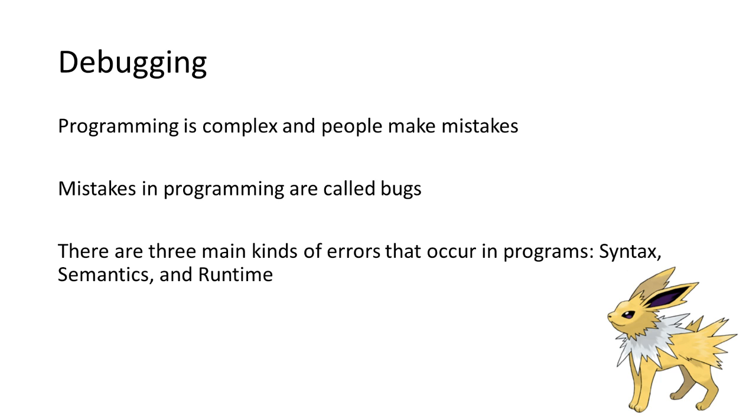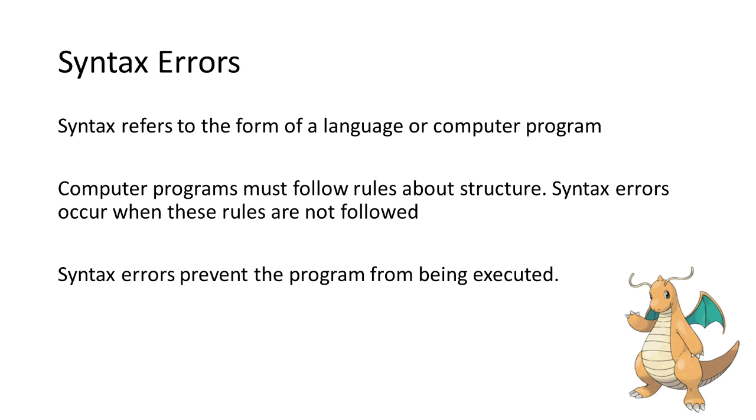Now, there are three main kinds of errors that occur in programs. There are syntax errors, runtime errors, and semantic errors. Syntax refers to the form of a language or a computer program. In English, we say that, for example, all sentences must begin with a capital letter and end with either a period, a question mark, or an exclamation point. These are the rules that create the structure for the language. Similarly, computer programs must follow rules about their structure. And when you don't follow these rules, syntax errors occur.